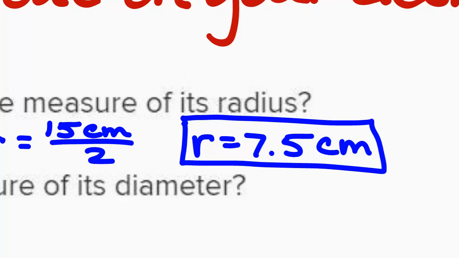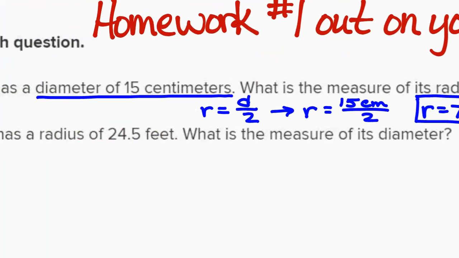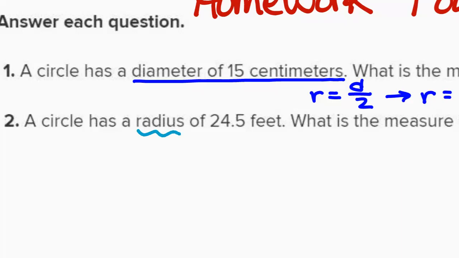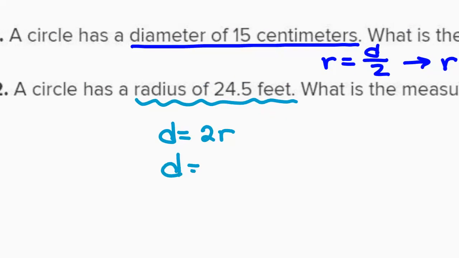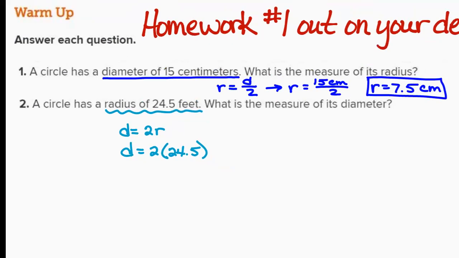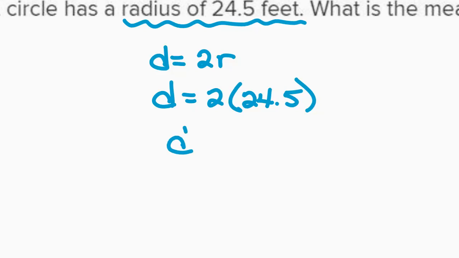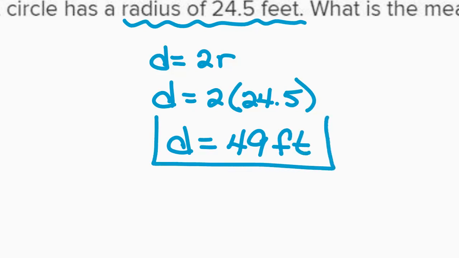How do we find the diameter if we know the radius? Multiply it by 2. Diameter is equal to radius times 2. So the diameter would be equal to 2 times 24.5 feet. And what is 2 times 24.5? 49. So the diameter is 49 feet.